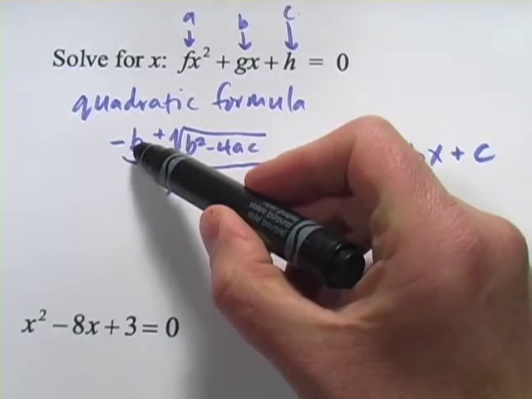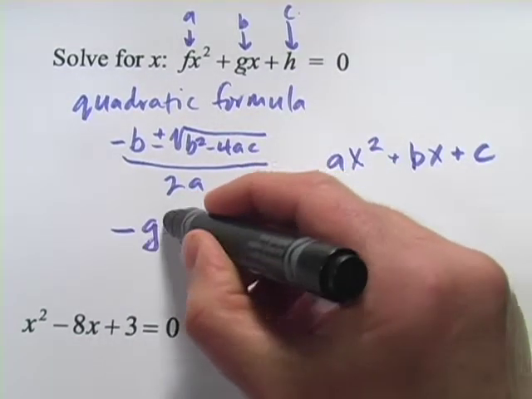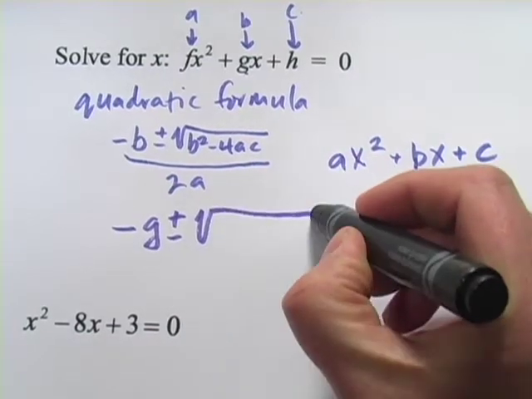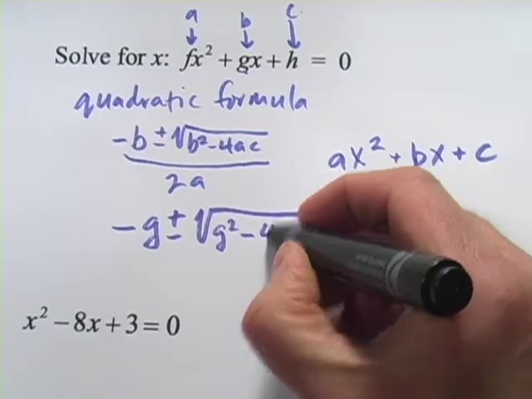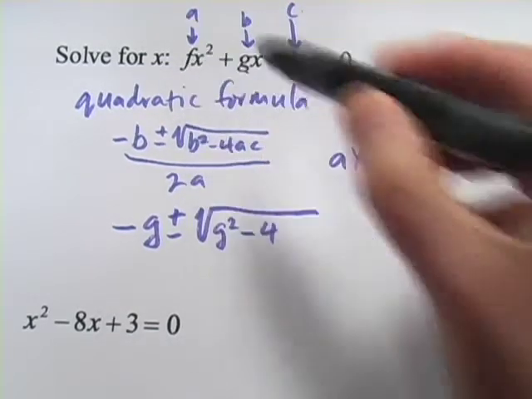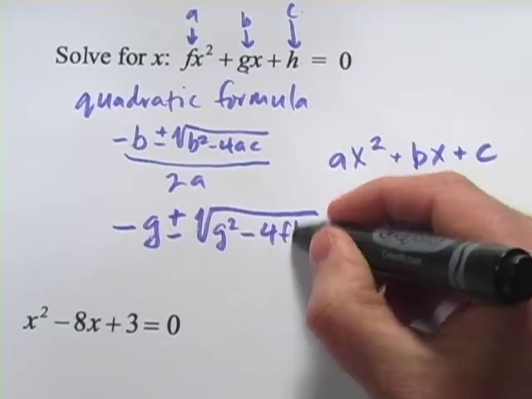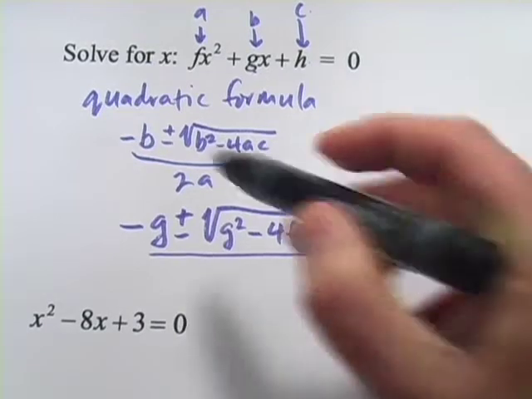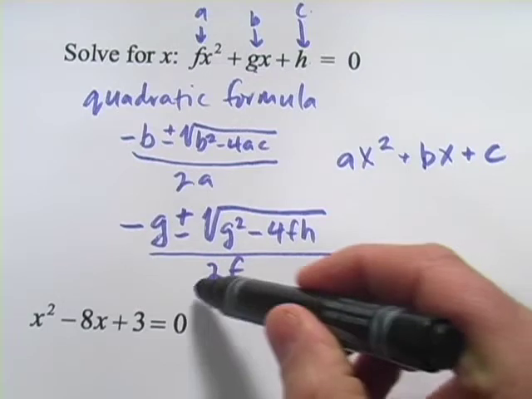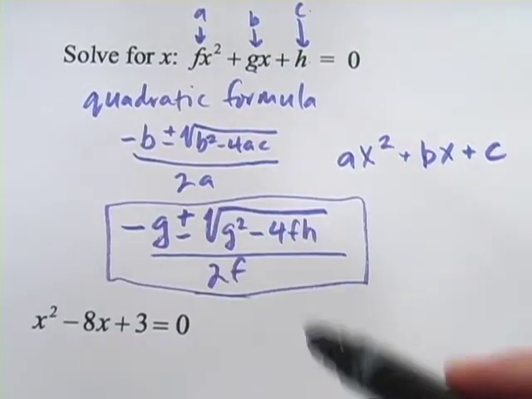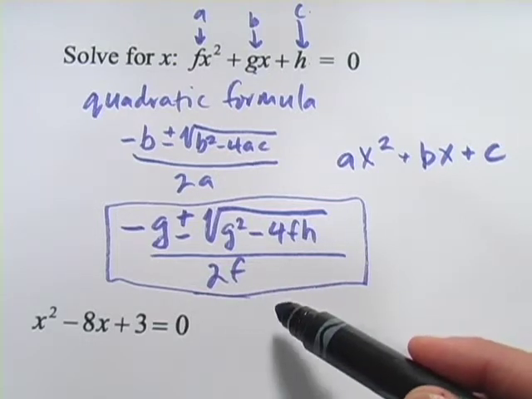In our quadratic formula, it starts with negative b. So we're going to have negative g. Then we have a plus or minus and a big square root. Then we have b squared, so that's going to be g squared minus 4 times a, that's f, and c is h, so 4fh, and that's all over 2a, a is f, so that's 2 times f. That is as much as we can do with that one, so this is actually solved for x in terms of f and g and h.